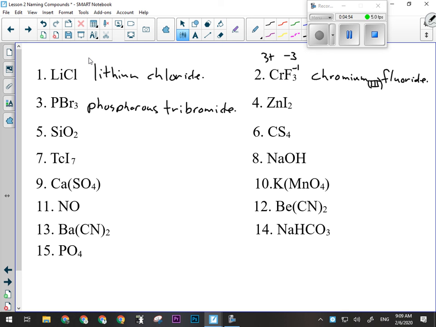For number 4, I have zinc and iodine. Are either of those a metal? Yes, zinc is a metal. Does zinc have more than one possible charge? No, it can only be a +2. So will I need Roman numerals for this one? No. So then I can just name it like an ionic compound: zinc iodide.